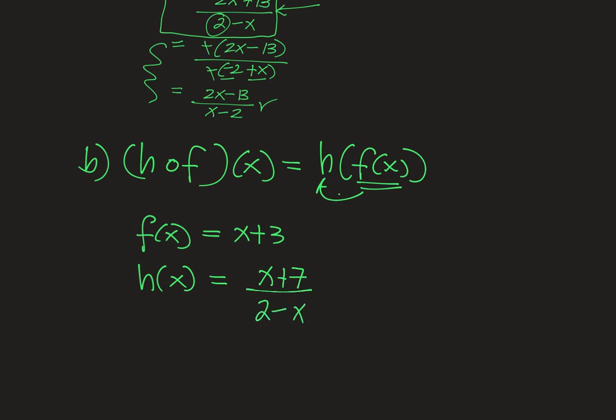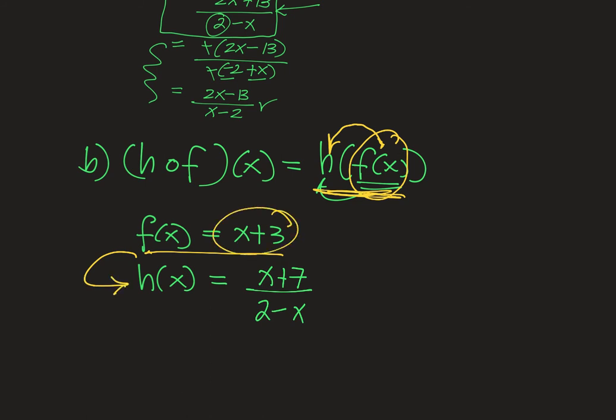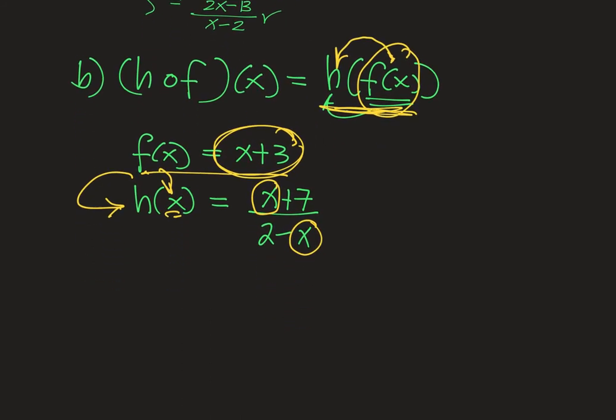Now focus on this. What is the process? You are placing the f on the h. You are going to place this on the h. So carry this as your f of x. Place that in every x that you see on the h. Okay, because technically you are replacing that x with the f of x. So what will happen?